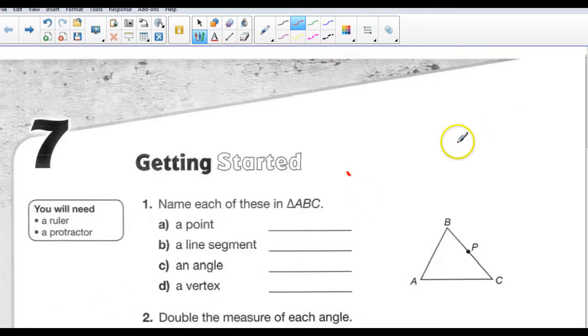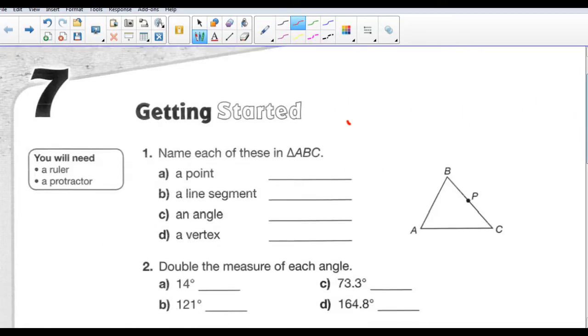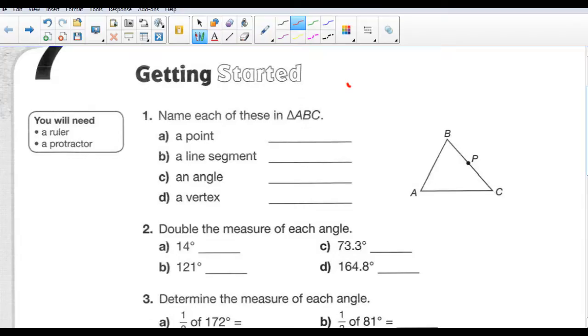Okay, a lot of this is going to be reviewed from your grade 9 math, so let's go over it very quickly. Name each of these in triangle ABC. You can see we have a triangle labeled A, B, and C, and there's a point P on one of the line segments. So name one of these a point. Well, the only point on there is point P, right there. A line segment is what we call the names of one of these lines from point to point. So we could say that from A to B is line segment AB.